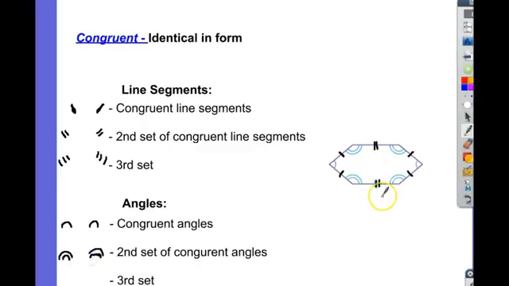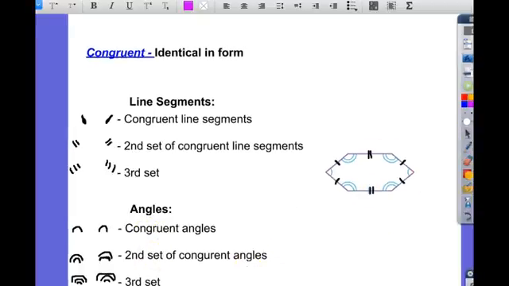And what if I have a third congruent set of angles? Well then, kind of like with these little lines up here, I would start marking it with 1, 2, 3 lines. And remember, I would mark that on the inside of the vertices. So this particular polygon has two sets of congruent line segments, and it has two sets of congruent angles.